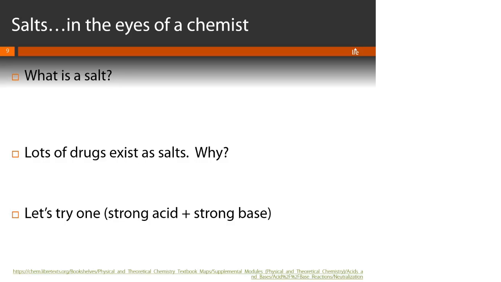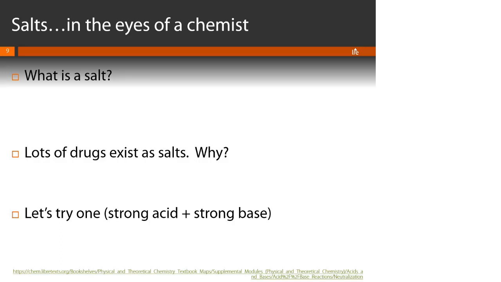So today we're going to talk about the neutralization reactions that occur when we react a strong acid with a strong base, a strong acid with a weak base, and a weak acid with a strong base. So let's start with the neutralization of a strong acid and a strong base.